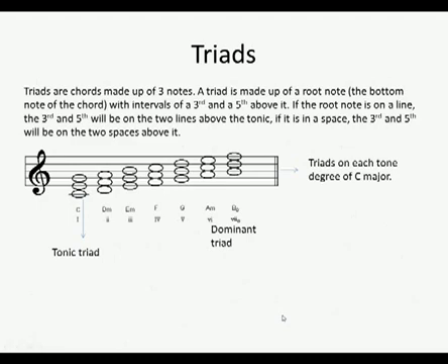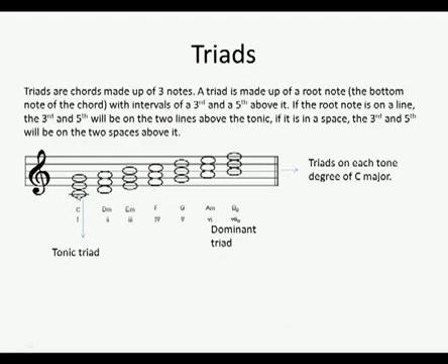Triads. Triads are really chords. They're made up of 3 notes. A triad is made up of a root note, which really just is a fancy way of saying the bottom note of the chord. And then it's got intervals of a third and a fifth above it. If the root note is on a line, the third and fifth will be on the 2 lines above it. If it is in a space, the third and fifth will be on the 2 spaces above it.